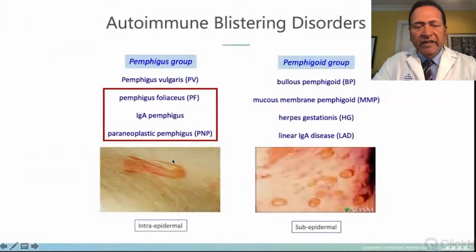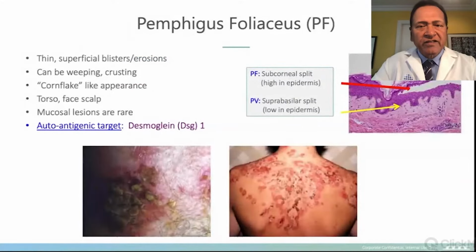So let's move on to the other entities within the Pemphigus group. Pemphigus foliaceus is a similar disease to PV, except the split is higher in the epidermis. It's subcorneal, just above the top layer of the epidermis, in contrast to Pemphigus vulgaris, which, if you remember, was suprabasilar, just above the bottom or basal layer of the epidermis. And here you get more thin and superficial blisters and erosions, can be weeping and crusting again, and they have this cornflake-like appearance often. Mucosal lesions are rare, and here the autoantigen target is desmoglein 1, not desmoglein 3 and 1, just 1.